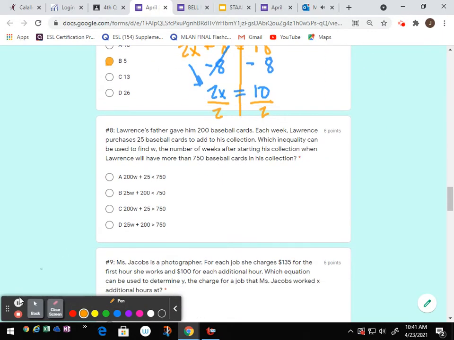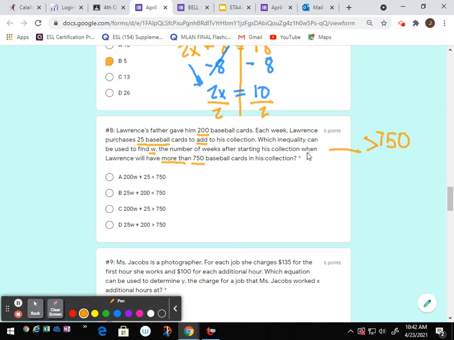Let's look at number 8. Number 8 says, Lawrence's father gave him 200 baseball cards. Each week, Lawrence purchased 25 baseball cards to add to his collection, okay? Which inequality can be used to find W, the number of weeks starting his collection when Lawrence will have more than 750 baseball cards, okay? So more than means greater than, okay?